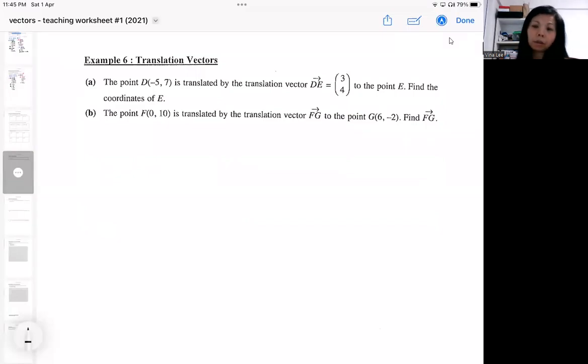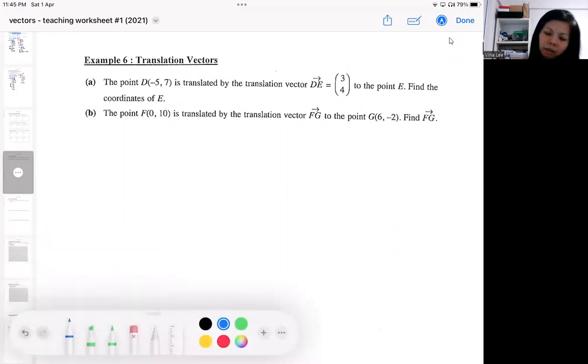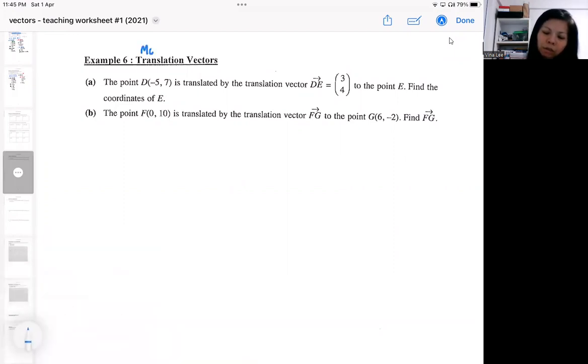Okay, in this example, we are going to talk about something called translation vectors. So what exactly is a translation vector? It's more like a movement vector. This translation vector will tell you how to move from one point to another point. We can also do it like an addition of vectors, or you can visualize it.